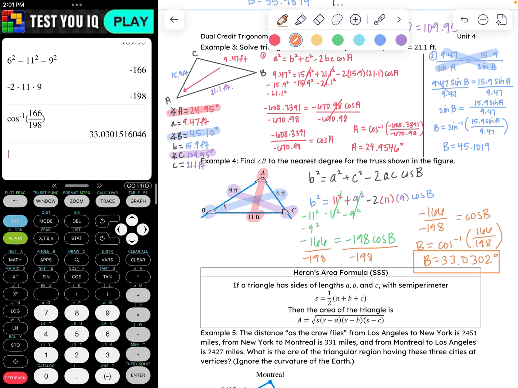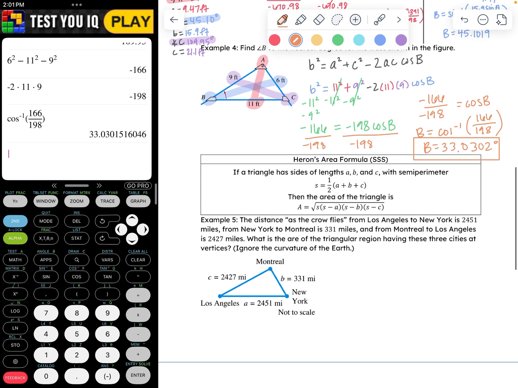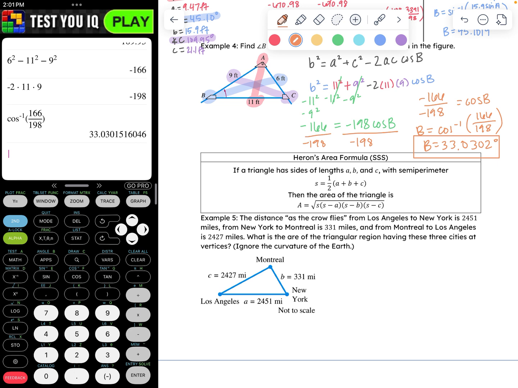And then the last thing in this set of notes is our area formula that matches with the law of cosines. So we had an area formula that went with the law of sines. This is the area formula that goes with the law of cosines. It's called Heron's area formula. It goes with the side-side-side version of the triangle, which is what we just looked at in example 4. The side-side-side version of the triangle is the one that you would most likely use the law of cosines on. That's the easiest thing to use.